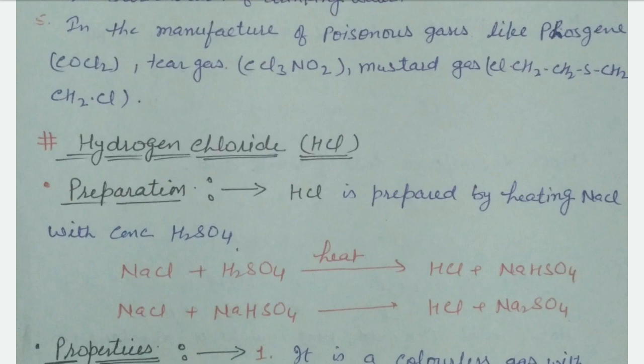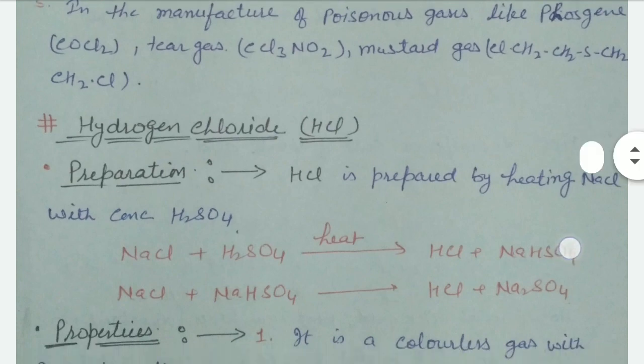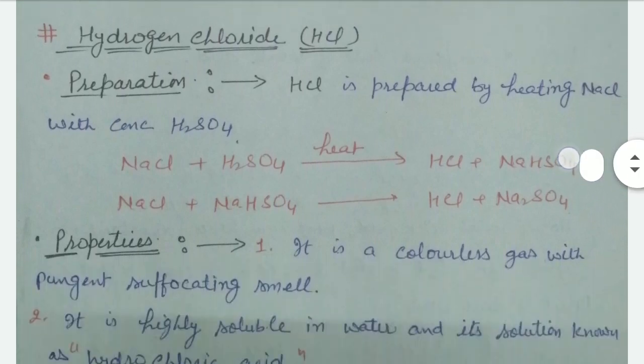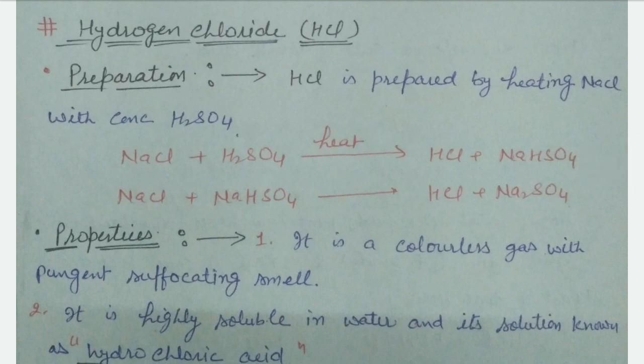Mustard gas is a thiochloro compound. Therefore, it is used in poisonous gases, right? Now, here ends the topic of chlorine gas. Now we are going to the next topic, hydrochloric acid, HCl.